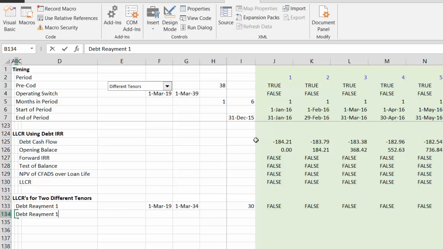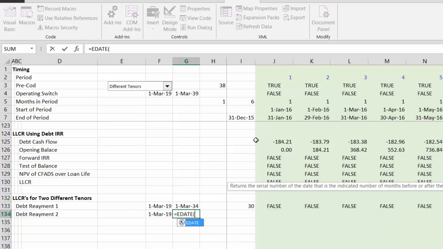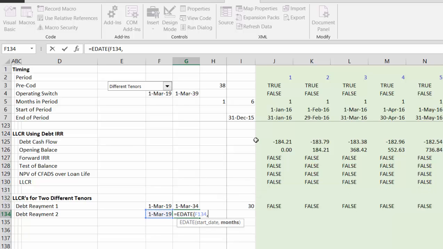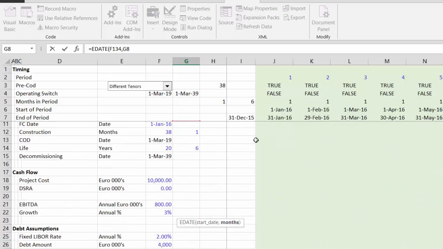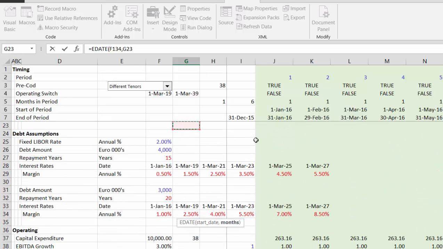You can see how slowly my computer's going. It's tired because this LLCR video has been on for so incredibly long. I can put equal E date and go to the start date, and then we go to the 20 years, and then multiply by 12.